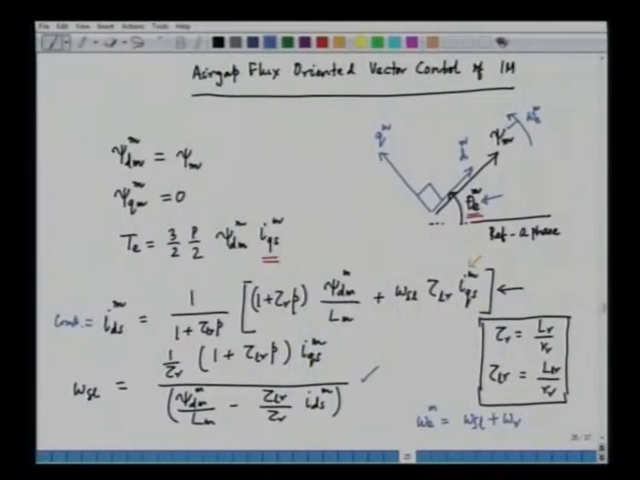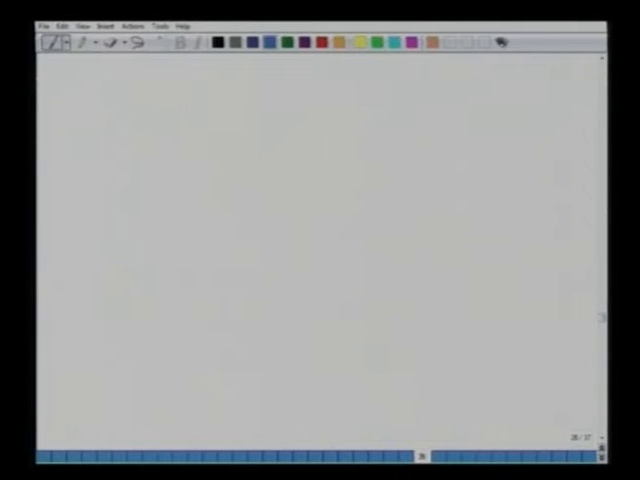Now, we will see how we can implement that in a block diagram. So, we will take a block diagram to show how this can be implemented. So, what we have here, we have to use a transformation.